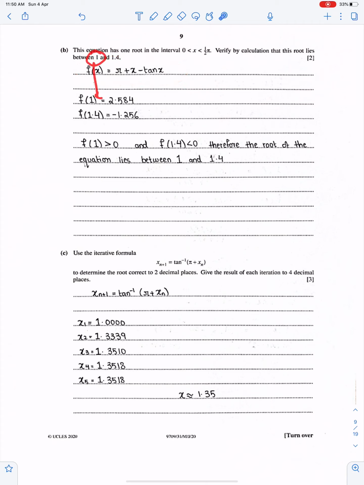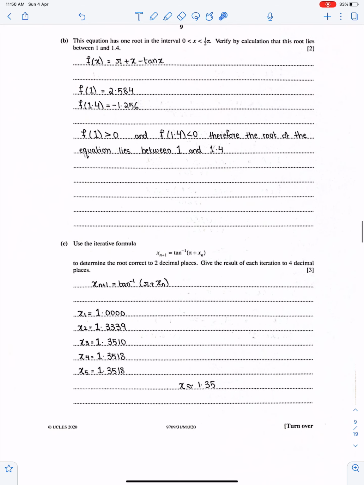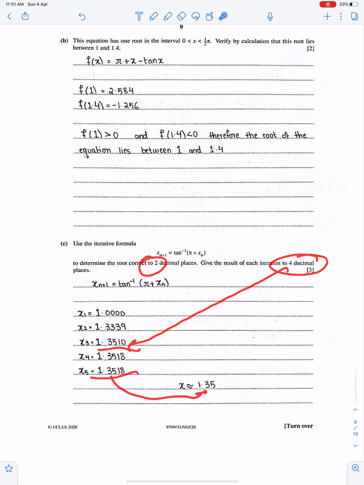Check f of 1 and then f of 1.5. This is positive and this is negative. Since f of 1 is positive and f of 1.4 is negative, therefore the root lies between these two values. Now find the root. So this is the initial value, this one, x1. x1 is 1. Now repeat the process unless you get a repeated number. So this is the repeated number. Make sure you show the each iteration up to 4 decimal places and answer up to 2 decimal places.